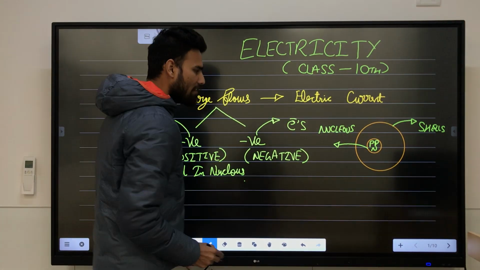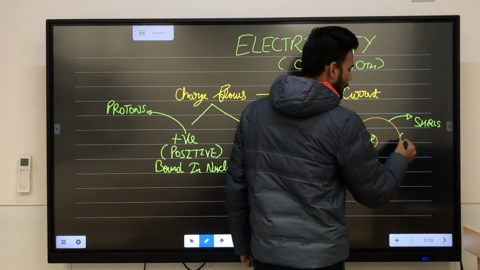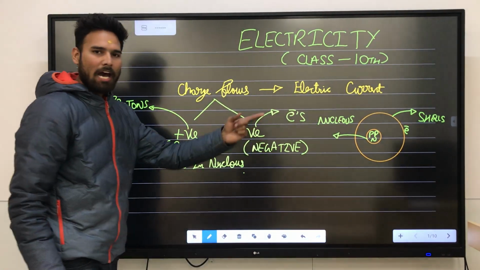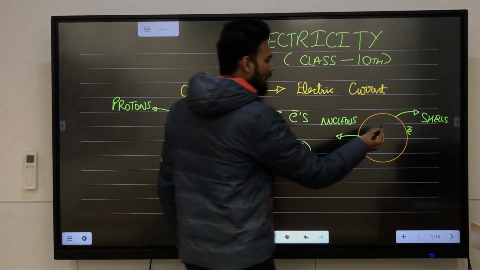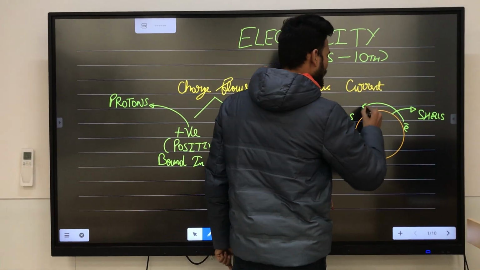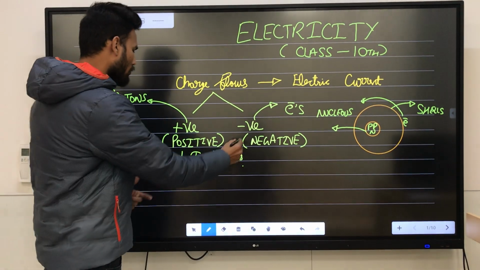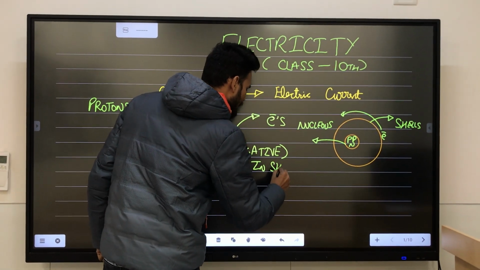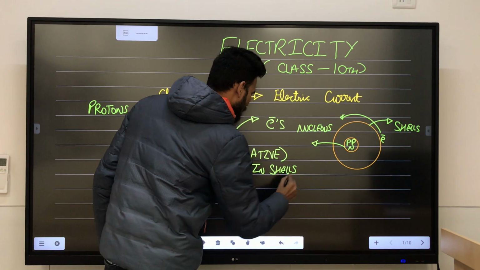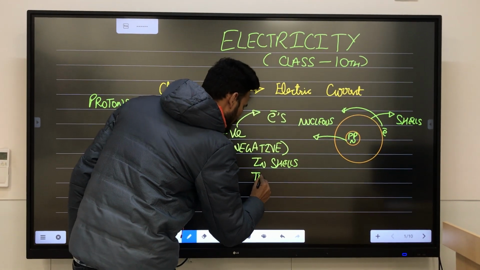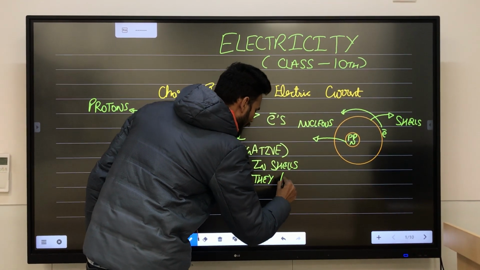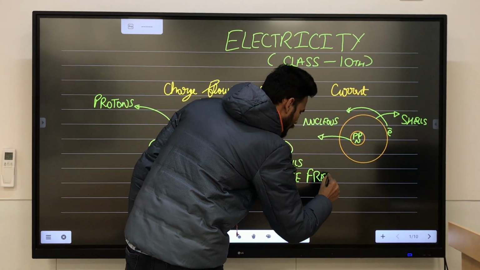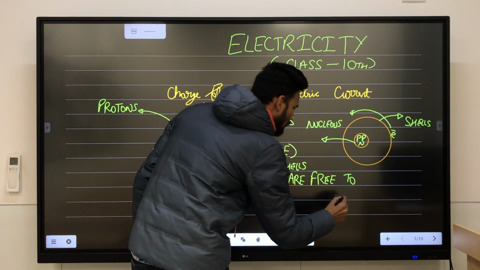Now, the negative charges, that is the electrons, are present in the shells. They generally revolve around the nucleus. So electrons are in shells and they are free to revolve.